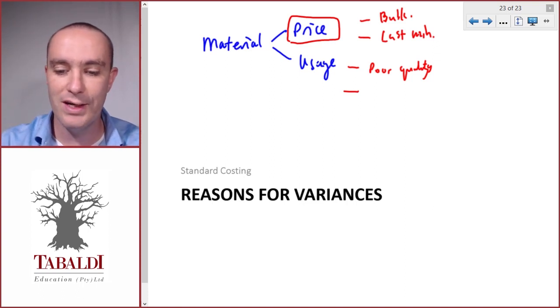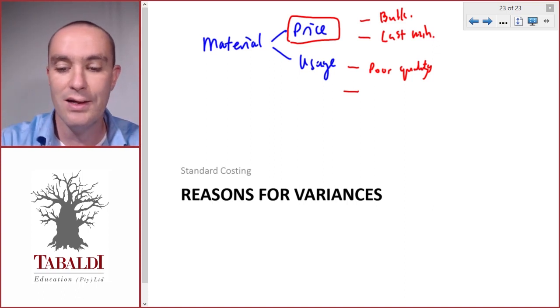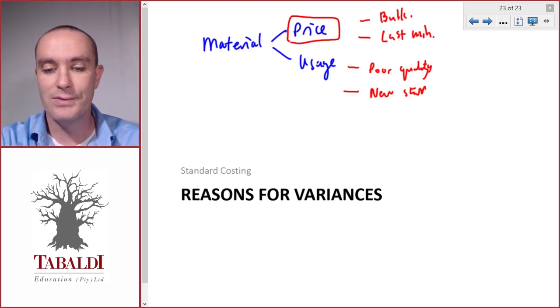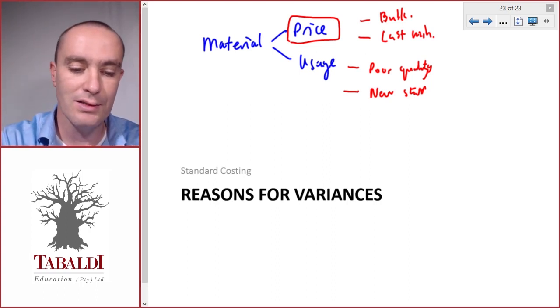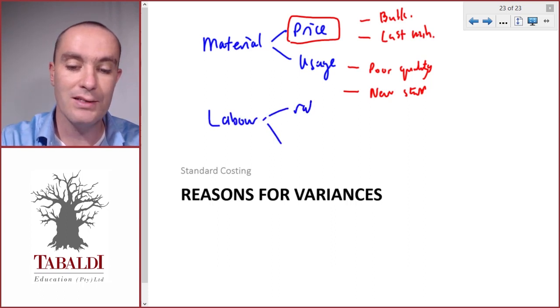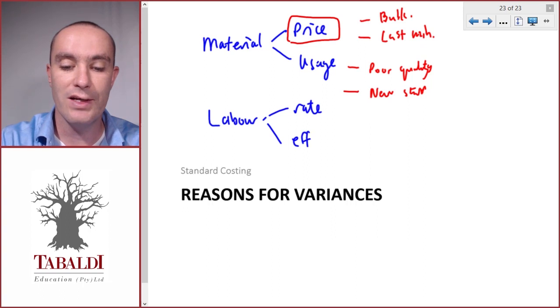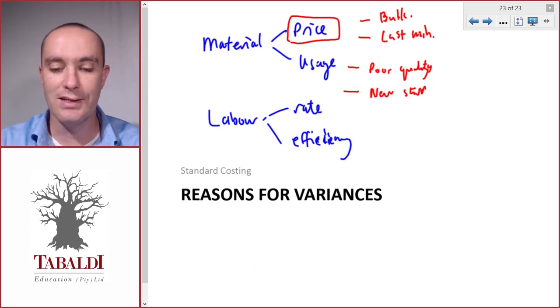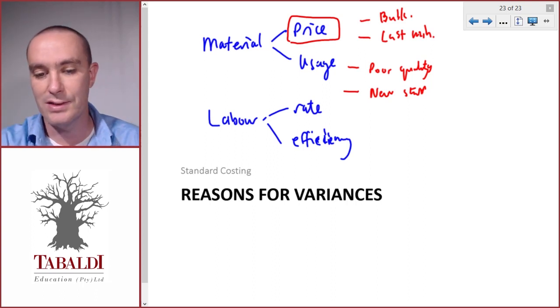So other things for usage variance, it could have been new staff or junior staff working with it, so they didn't know what they were supposed to do and there's more wastage, etc. So that's just possible reasons for the material variances. What about labor? So we've got a labor rate variance and a labor efficiency variance. Again, remember, the efficiency variance is the same as a quantity variance and the rate variance is the same as a price variance.